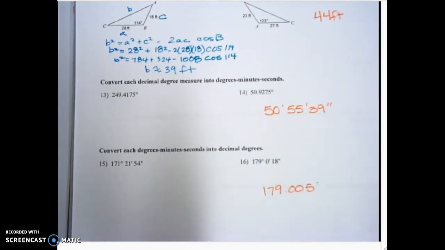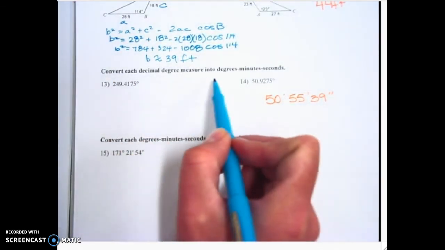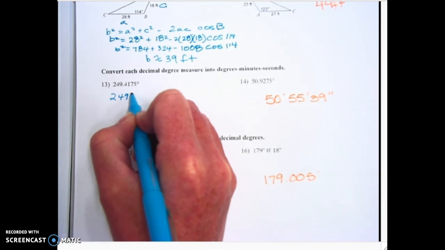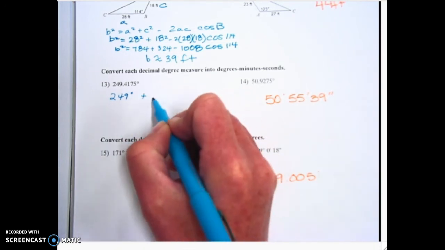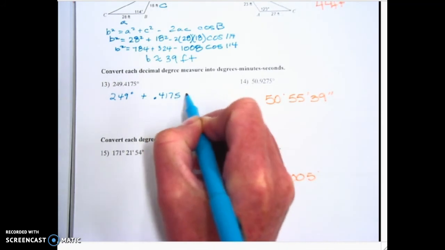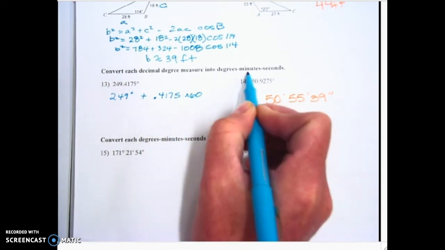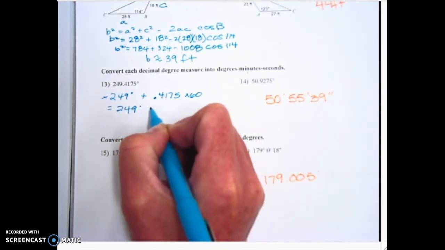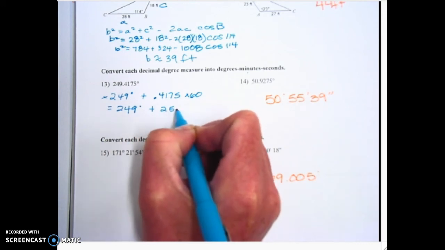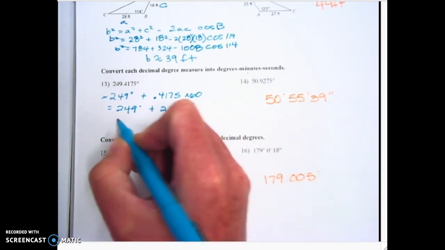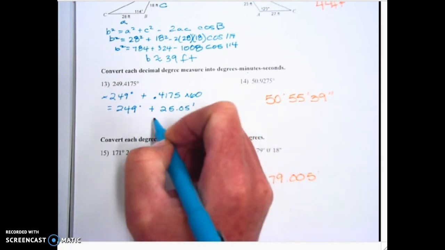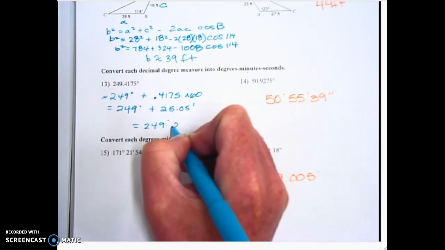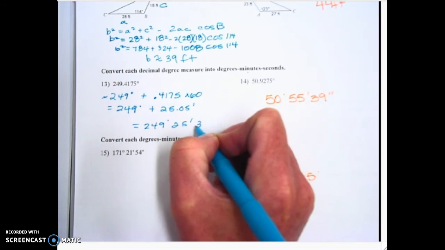Jumping down to number 13, it says to convert each decimal degree measure into degrees, minutes, and seconds. So I'm going to take the 249 degrees, and then multiply the 0.4175 times 60, and that's going to get me to minutes. So I'll have 249 degrees plus 25.05 minutes, and then I need to multiply that by another 60, and that gets me 249 degrees plus 25 minutes and 3 seconds.